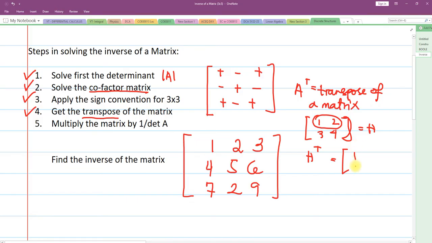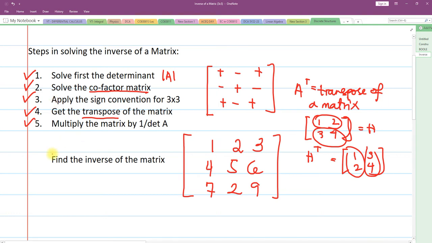It will become 1, 2, and then this one becomes rows, so we have 3 and 4. They interchange. The 1, 2 becomes the column, and the 3, 4, which is the row, becomes the column also. So that's how we get the transpose of a matrix. And then after getting the transpose, we simply multiply it by 1 over the determinant of A.